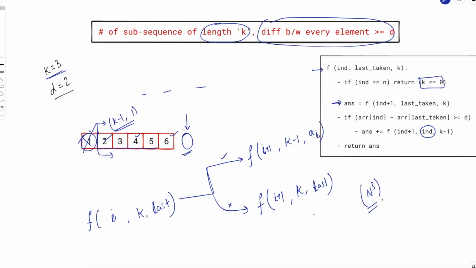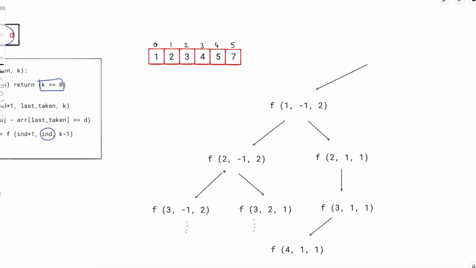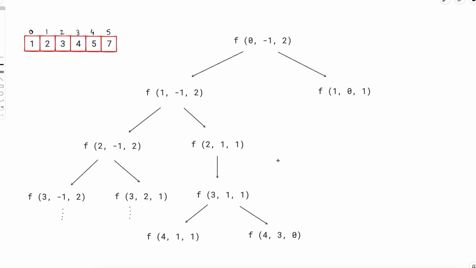Because again, the only thing that changed is you are doing an order 1 operation inside this function for each state. Number of states is now not order n square, instead order n cube, because k can also be up to order n. So in order n cube, you are able to figure out the number of sequences of length k where the difference between every element is greater than or equal to d. So if you have understood this point, the next section you can skip freely and move to the section after that. The next section we will be just doing a dry run of this entire thing for those who still face some issue in translating that recursive formula into a recursive function.